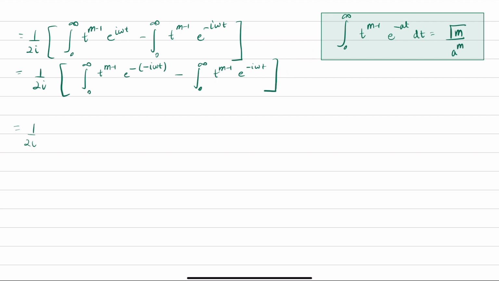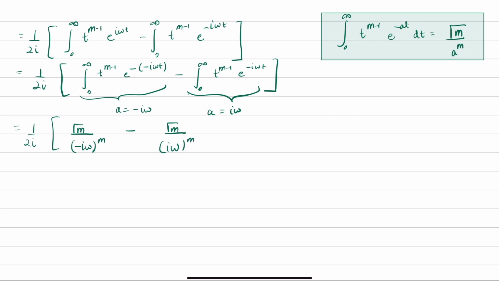After using it, we will get 1 by 2i. In this first term, our a is -iω, right? So we will substitute that in the formula. So that will be gamma m divided by a^m, and in this case our a is (-iω)^m, minus, similarly in this term our a is iω. Using the formula, it will become gamma m divided by (iω)^m. That's it. Now there is one more trick.